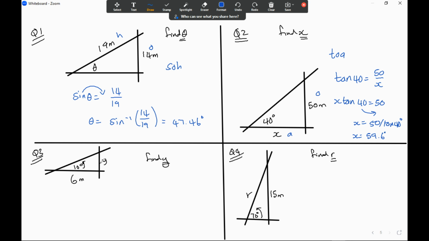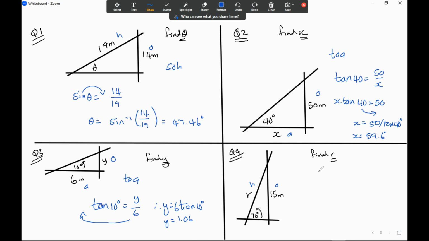To find y, for this one, you've got opposite and adjacent. We use TOA again, so we use tan 10 again. Tan 10 equals y over 6. The unknown is at the top, so we'll just move it across. Y equals 6 tan 10. 6 tan 10 comes to 1.06.